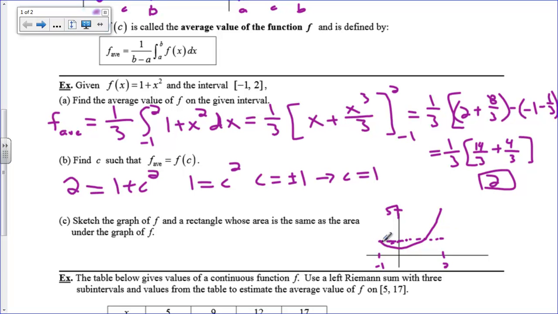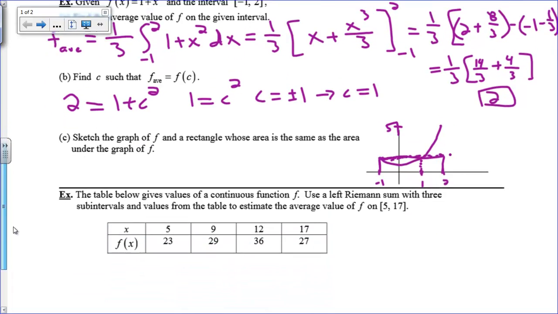Now, I can believe it. There's some below it, there's some above it. That looks about to be the average height of that graph. And what we have said is that this value c, out here at 1, is where that graph intersects the line y equals 2. So that's where we would make our rectangle, and the area of that rectangle would match the area under the curve.